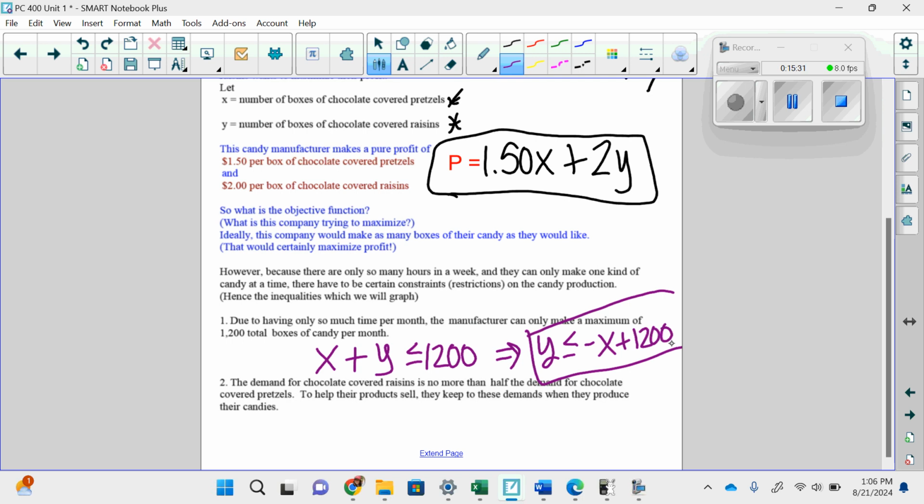Our second constraint is the demand for chocolate-covered raisins is no more than half the demand for chocolate-covered pretzels. To help their products sell, they keep to these demands when they produce their candies. So we know that the demand for chocolate-covered raisin boxes, Y, is no more than, so is less than or equal to half the amount of chocolate-covered pretzels. So there's our second constraint.